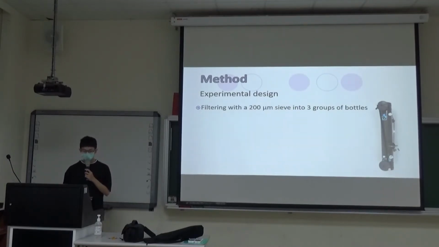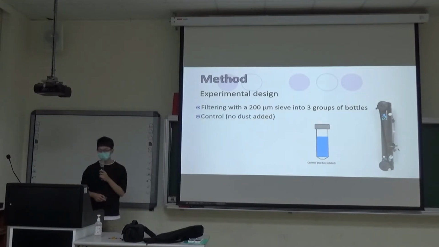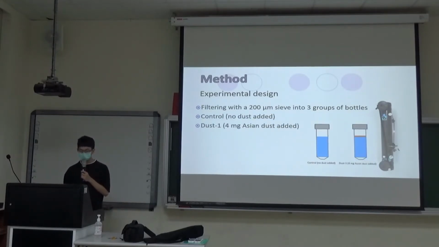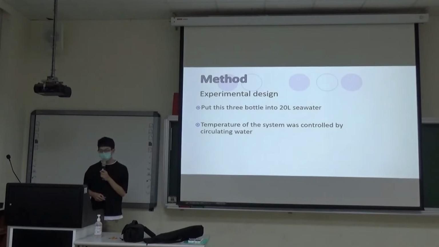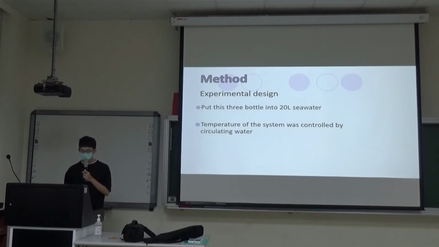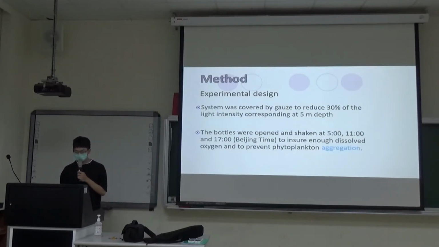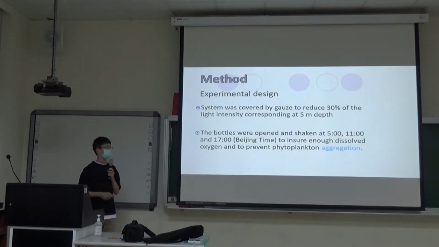deep. And then we filtered the water with 200 micrometers into 3 groups of bottles. The first is the control. This has no dust added. The second has 4 milligrams of Asian dust added. And the third has 40 milligrams of Asian dust added. And then we put these 3 bottles into 20 liters of seawater, and the temperature of the system was controlled by circulating water. The system was also covered by glass to reduce light intensity to 30%, corresponding to 5 meters.